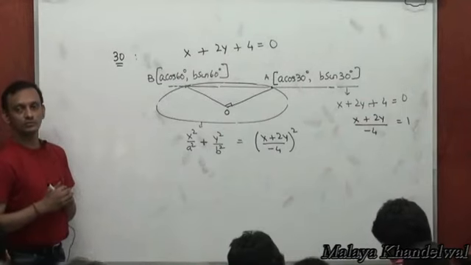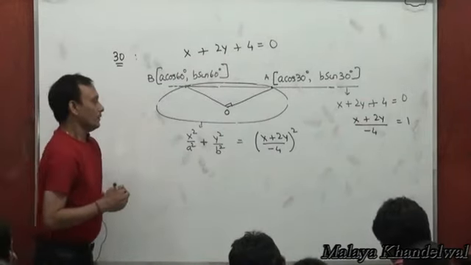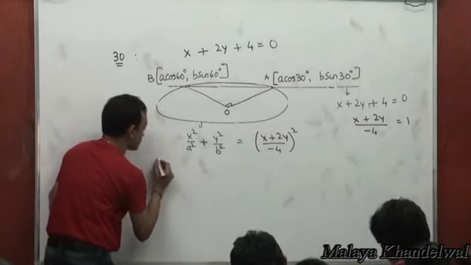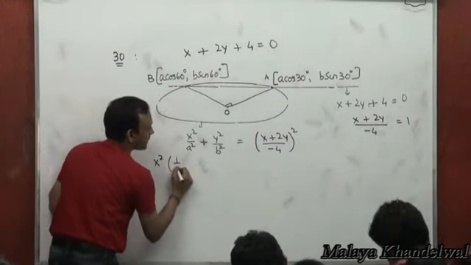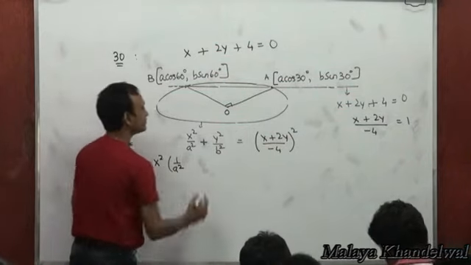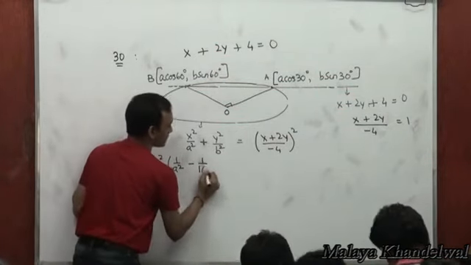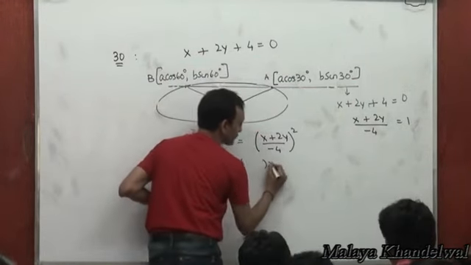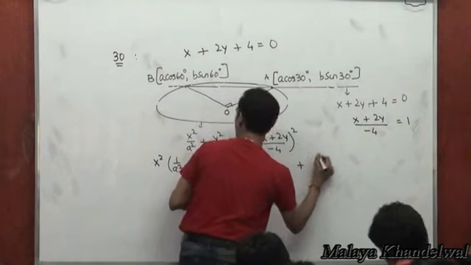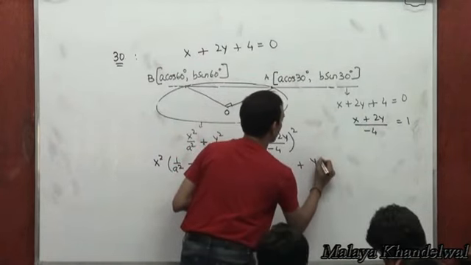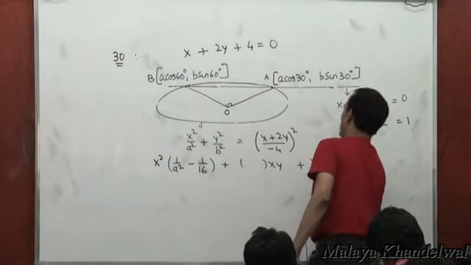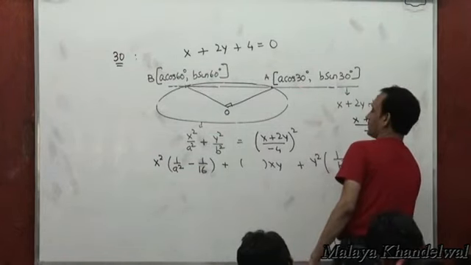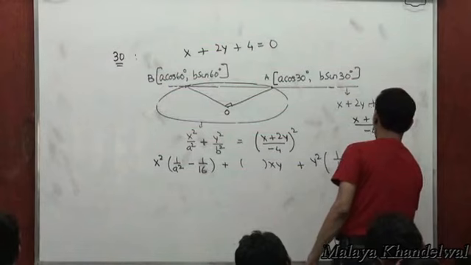Yes or no? Right? Now, coefficient of x squared: when I collect terms, I have x squared into 1 by a squared minus 1 by 16. That's the coefficient of x squared. Plus there is the coefficient of xy. And then there is the coefficient of y squared, which is y squared into 1 by b squared minus 1 by 4.